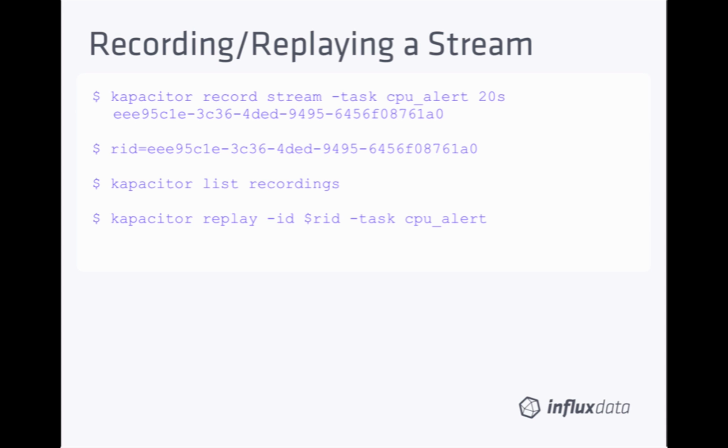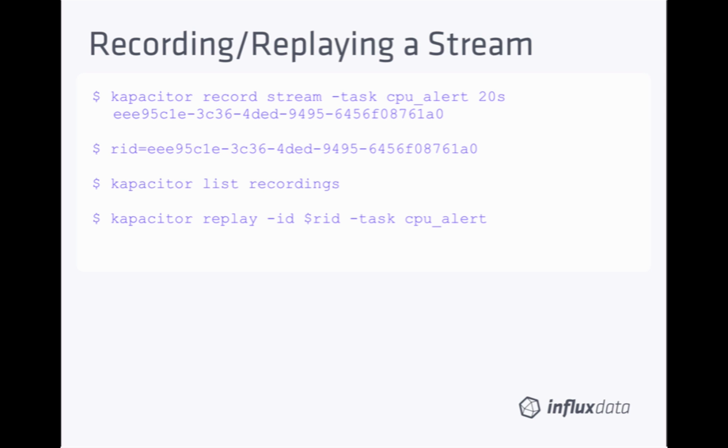One of the other things that you might want to do with Kapacitor is record and replay a stream to test your task. So that would be testing our CPU alert task. And you would do that with the CLI as well. You would say Kapacitor record stream, and then you give it a task. So that defines what data you're recording, how long you want to record it. So that's the full command there.